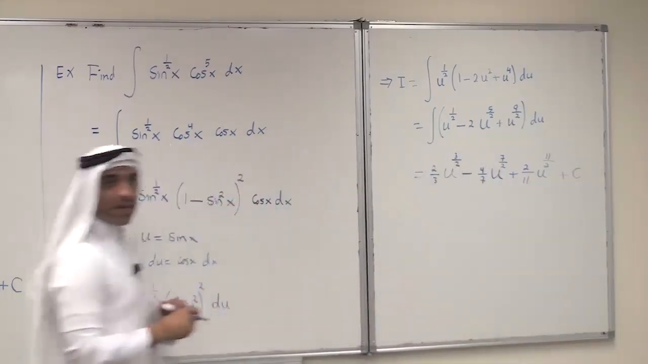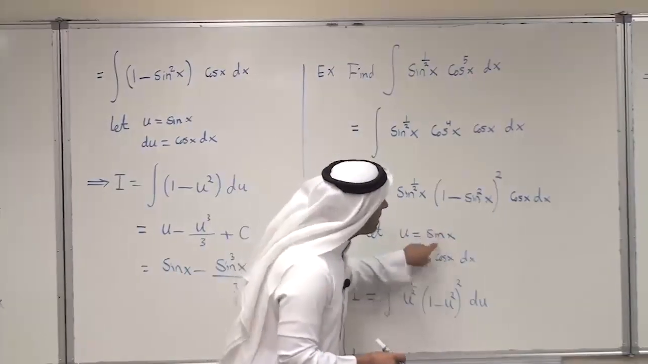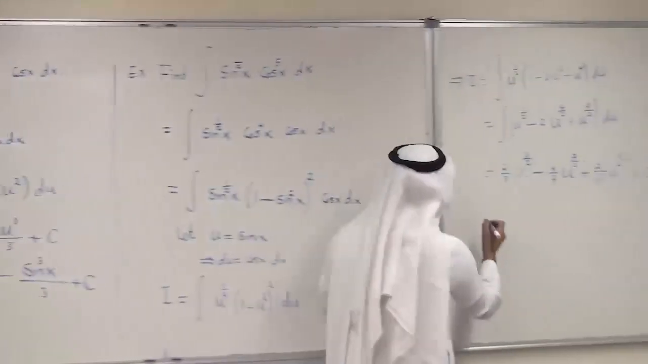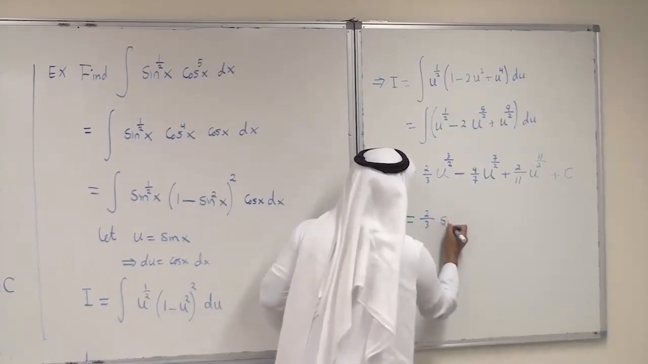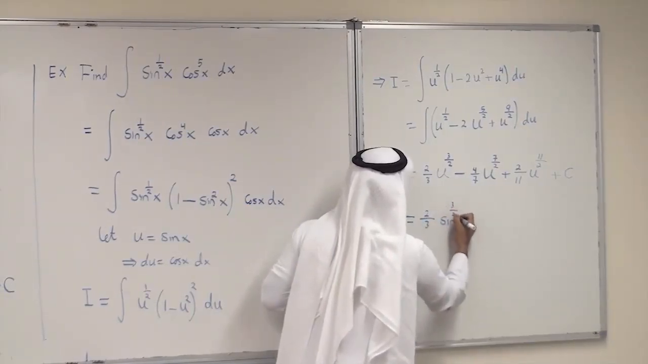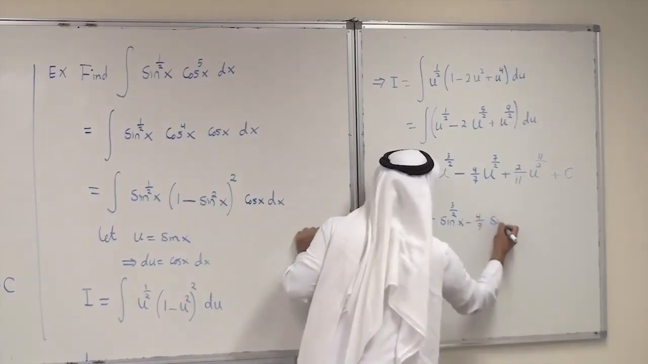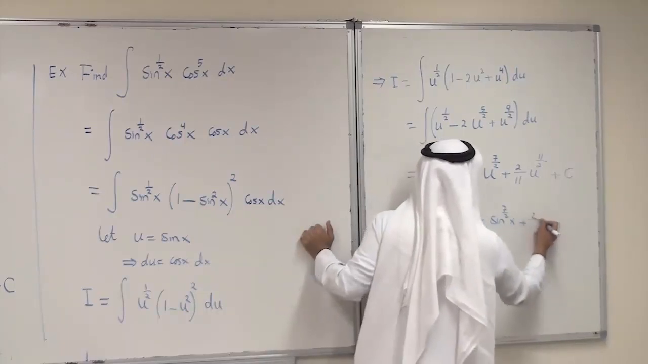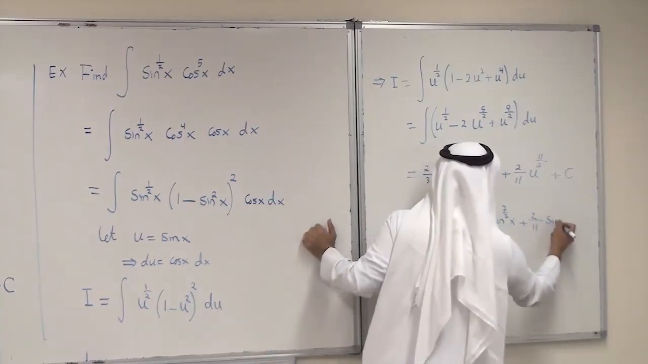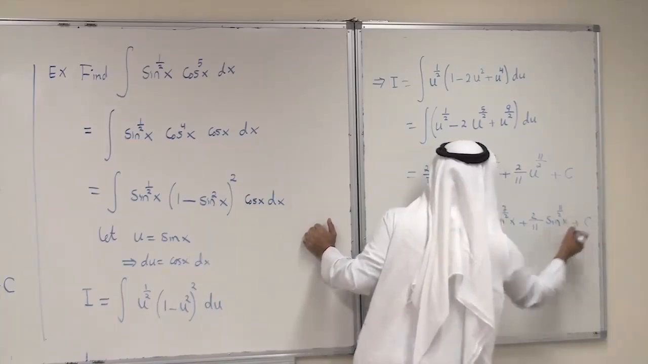And then at the end of the day, we just go back and substitute for u by sine of x to get the final answer, which is equal to 2 over 3 sine to the power 3 over 2 of x minus 4 over 7, that is sine to the power 7 over 2 of x, of course, plus 2 over 11, and that is sine to the power 11 over 2 of x plus a constant of integration c.